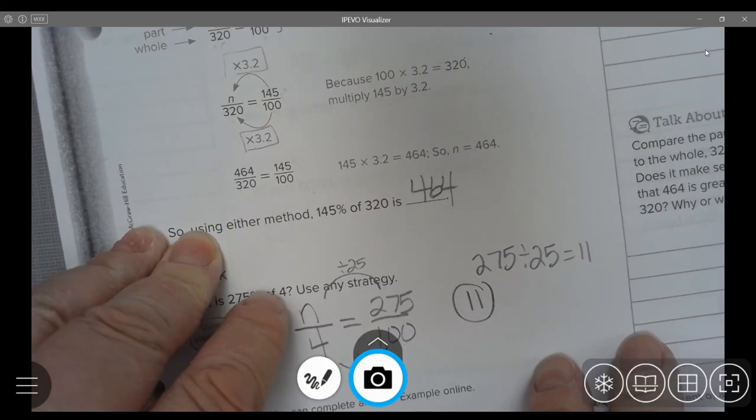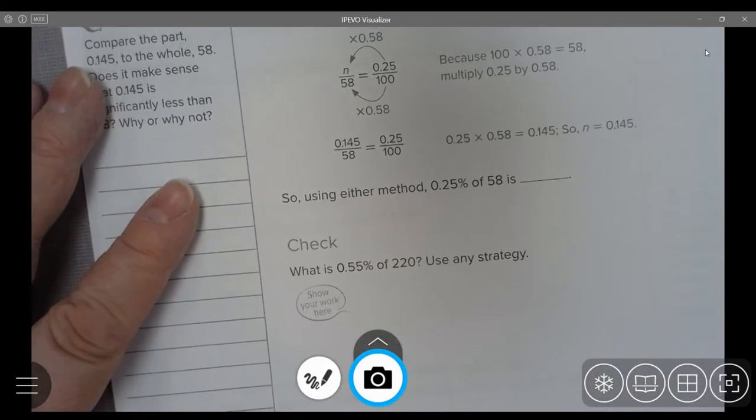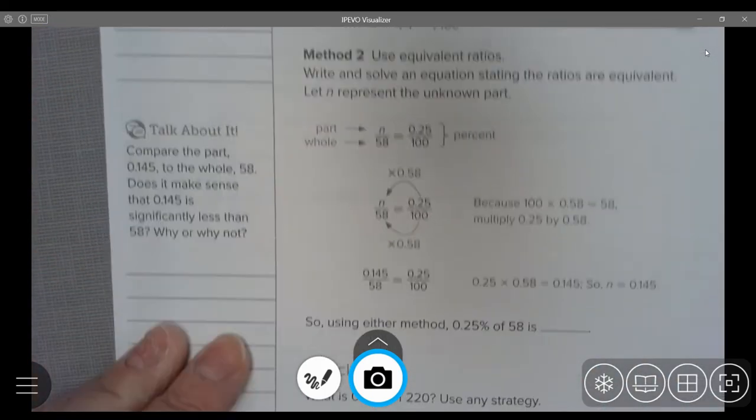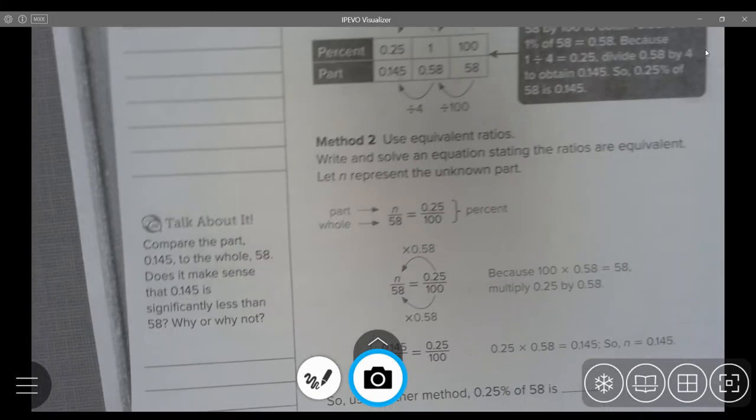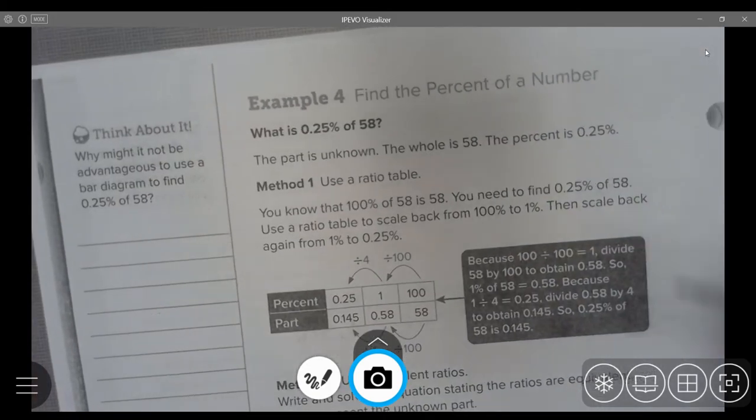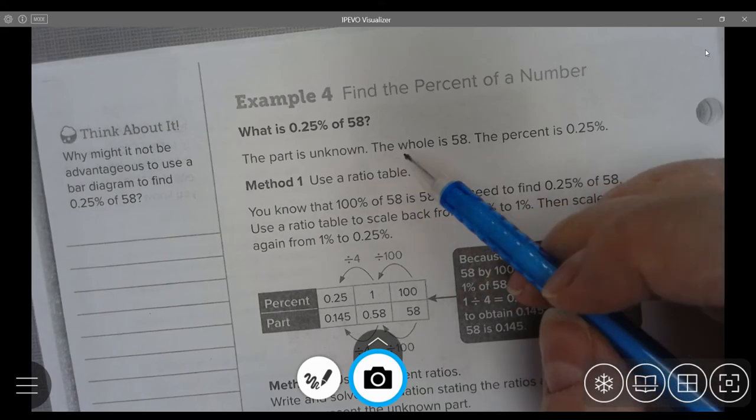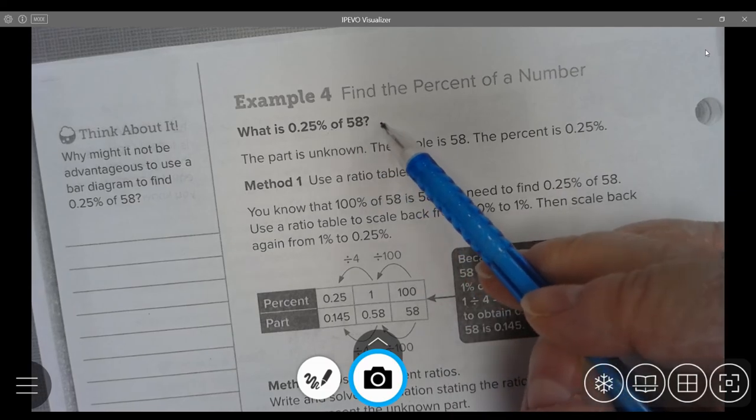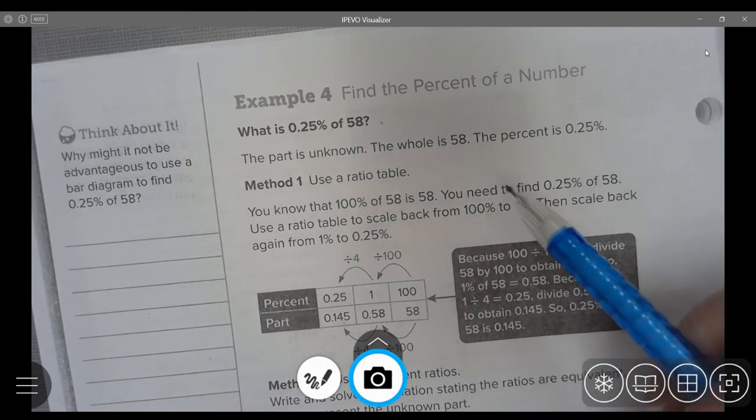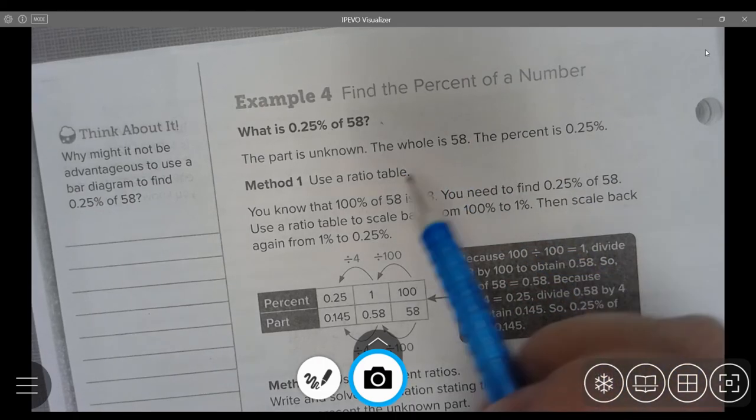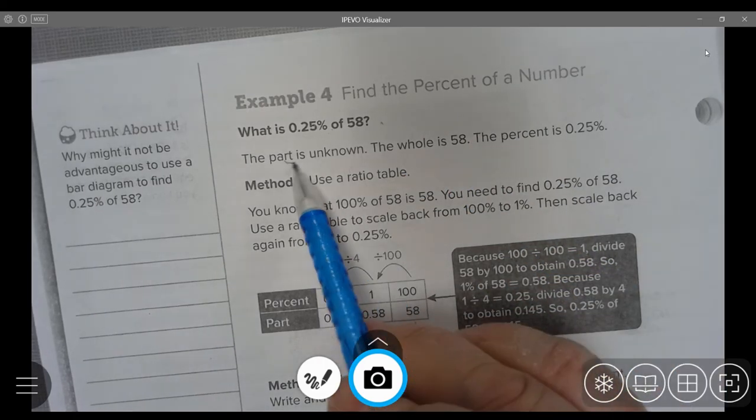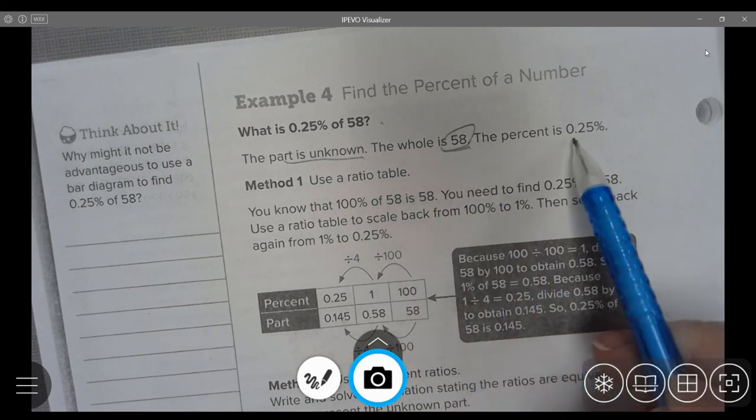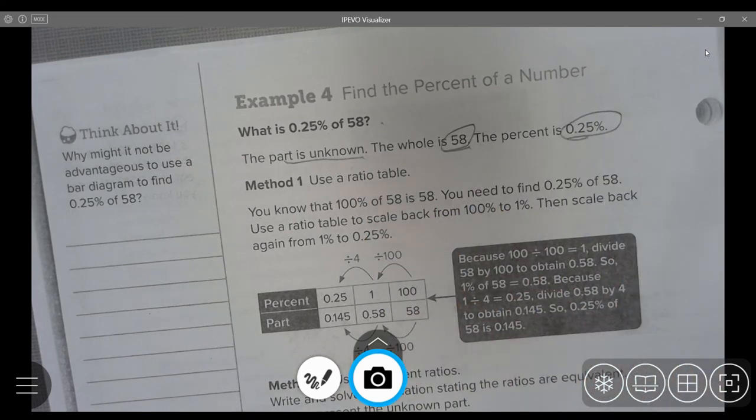Continuing on, this would be page 108, example 4 at the top. Find the percent of a number. What is 25 hundredths of a percent of 58? So this is percentages less than 1. The part is unknown. The whole is 58. The percent is 25 hundredths of a percent, or 1/4 of a percent.